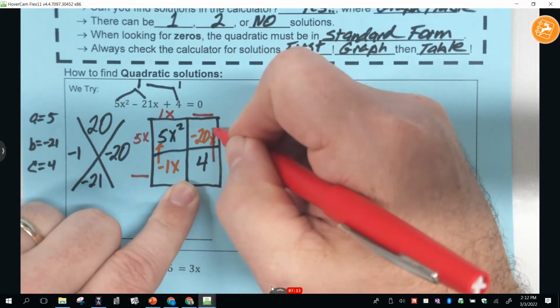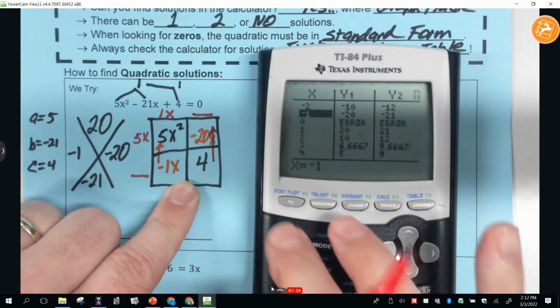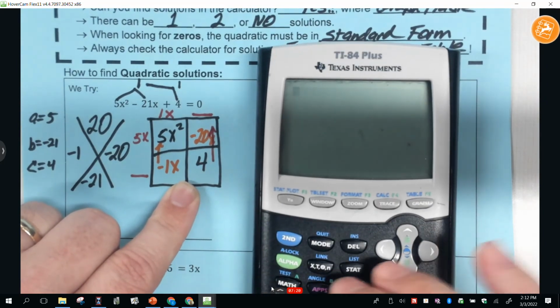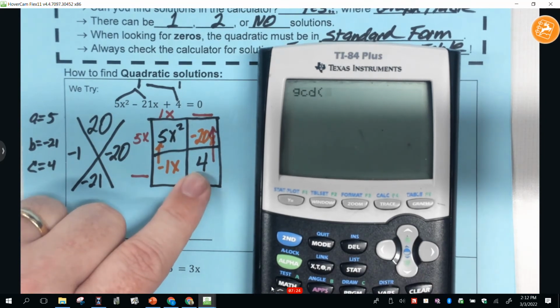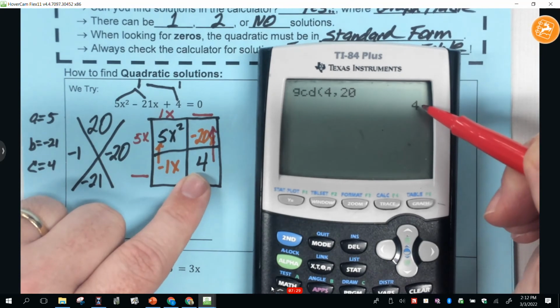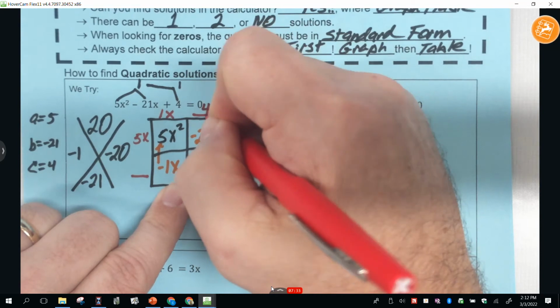Okay, we take the GCF of 4 and 20, and that's going to give me that number right there. So I go to my home screen, and I'm going to go math, go right, 9, and I'm going to go 4, 20, and that's going to give me 4. Okay, so I'll put 4 right here.